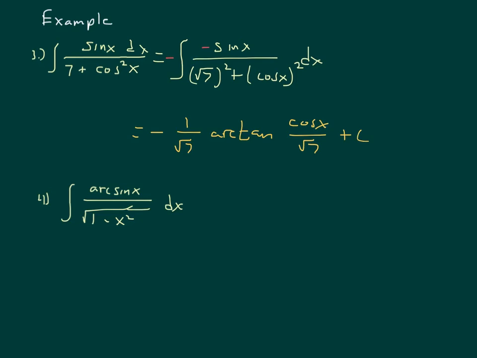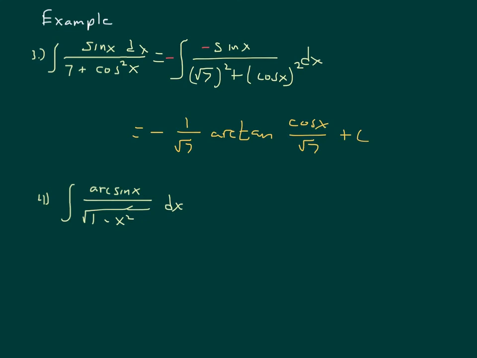Now for problem number 4. I put problem number 4 in there just because it is very different, and it is a type of problem that you could see. What we're looking at here is the integral of the arcsine of x over the square root of 1 minus x squared dx.